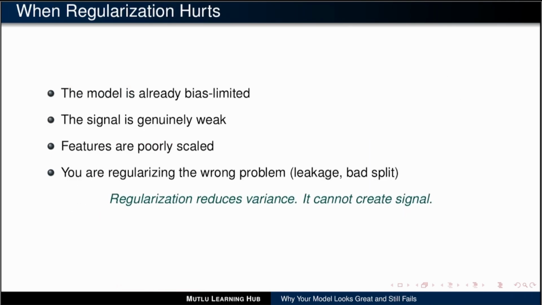Now, let's add a quick reality check. Regularization helps with variance, but that's all it does. If your model is already too simple, meaning you're limited by bias, adding regularization will just make it worse. If the underlying signal is weak, regularization can't invent signal for you. Another practical point, scaling matters. Regularization penalizes the size of the weights, so if your features aren't scaled properly, the penalty won't behave the way you expect. And maybe the most important one, if the real issue is data leakage or a bad split, regularization won't fix that. At that point, you are regularizing the wrong problem.